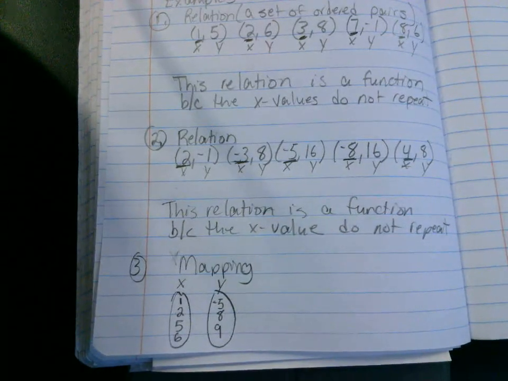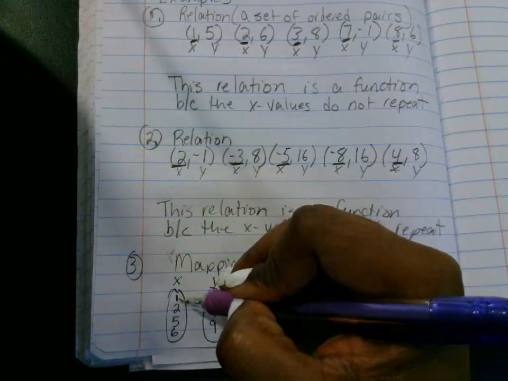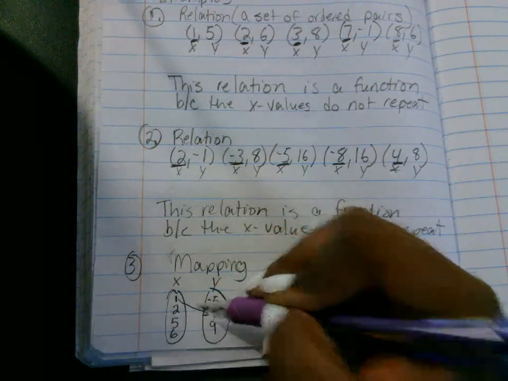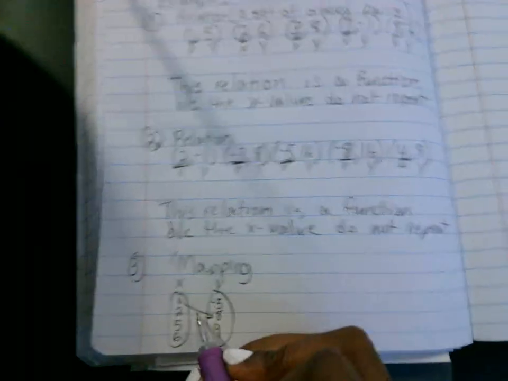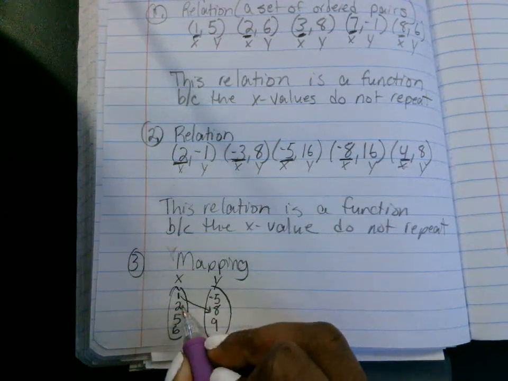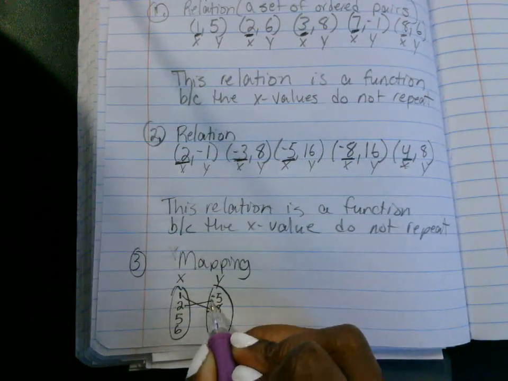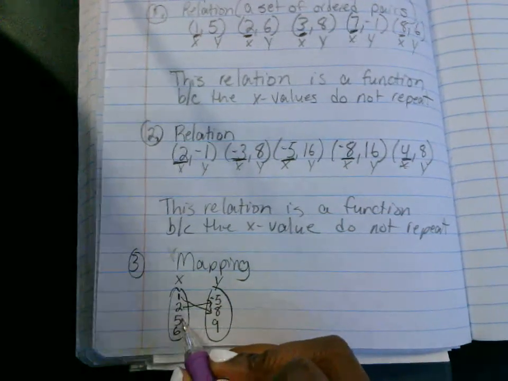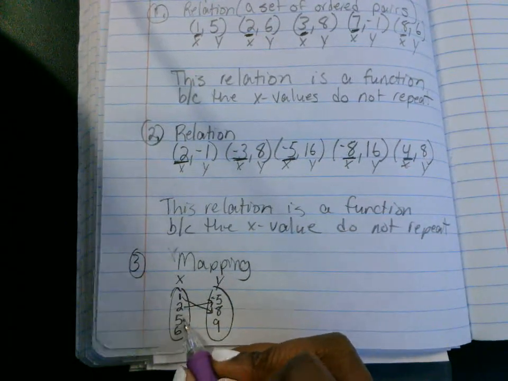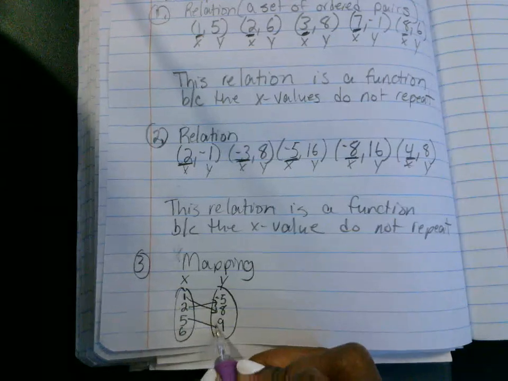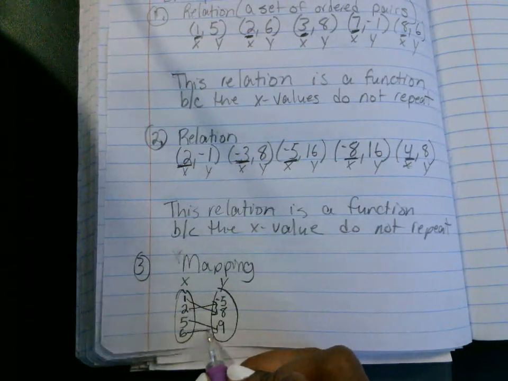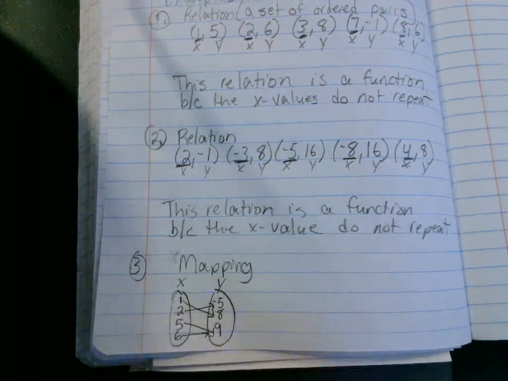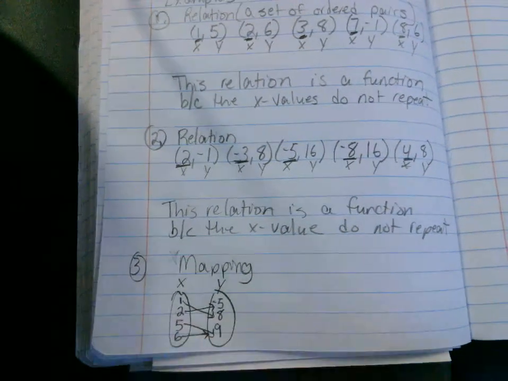My first ordered pair is going to go from 1 to 8. My second ordered pair is 2 to -5. My third ordered pair is 5 to 9. And my last ordered pair is 6 to 9.